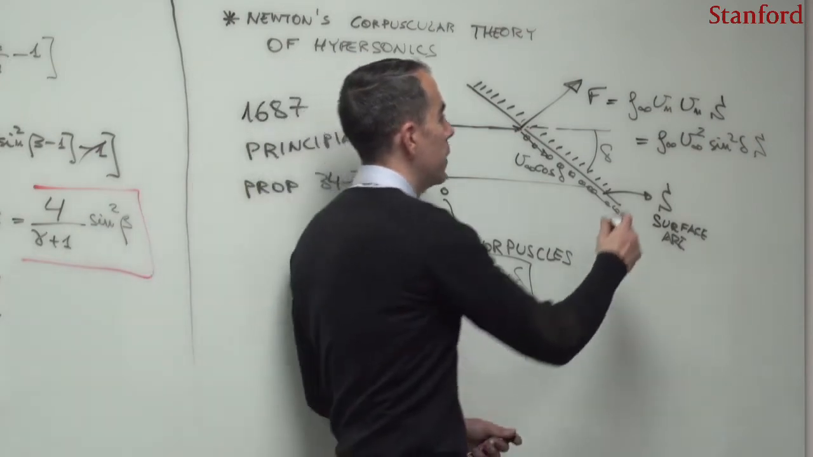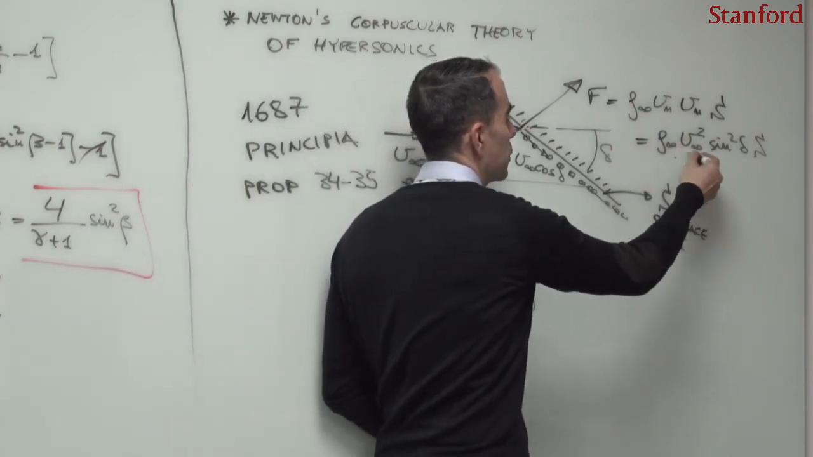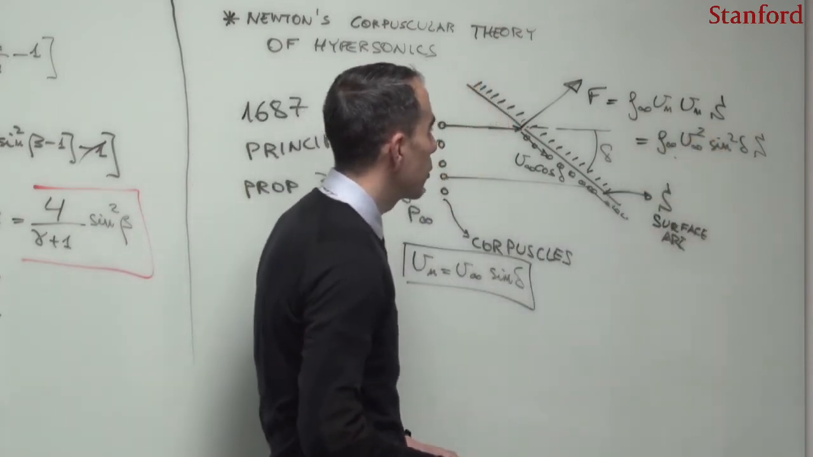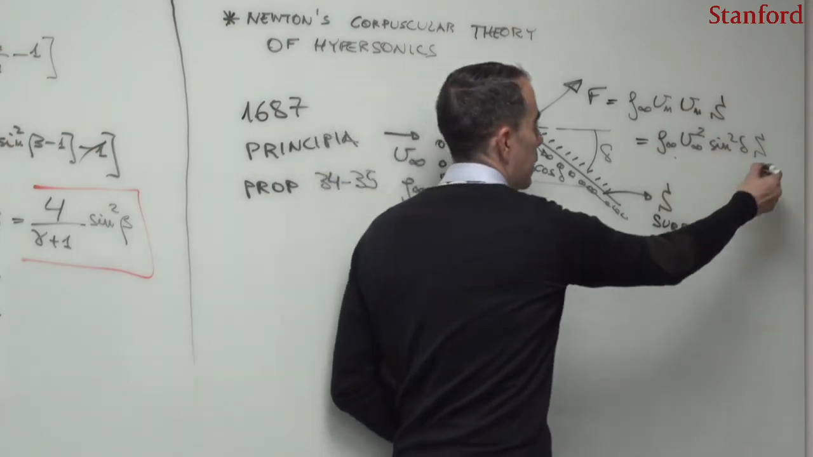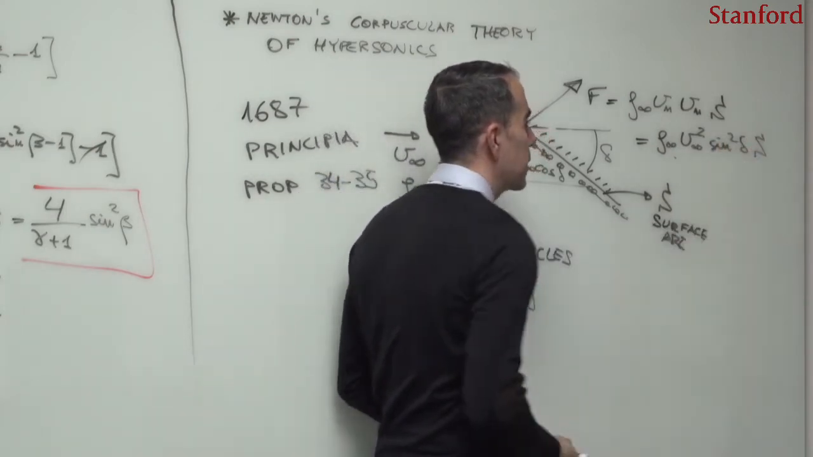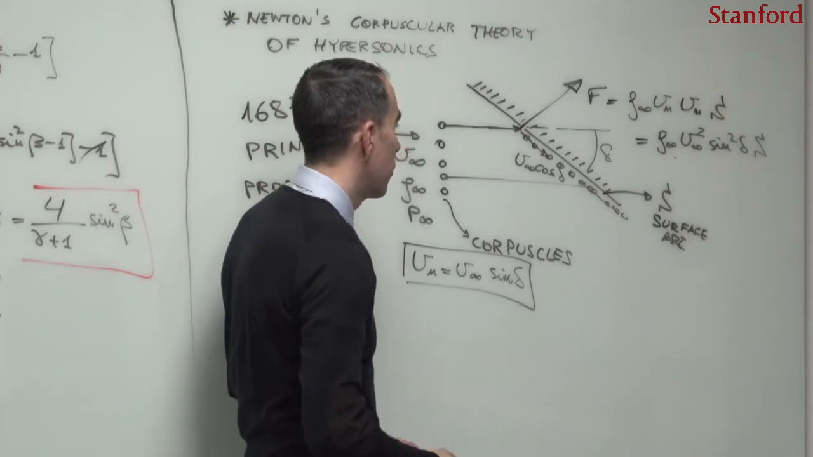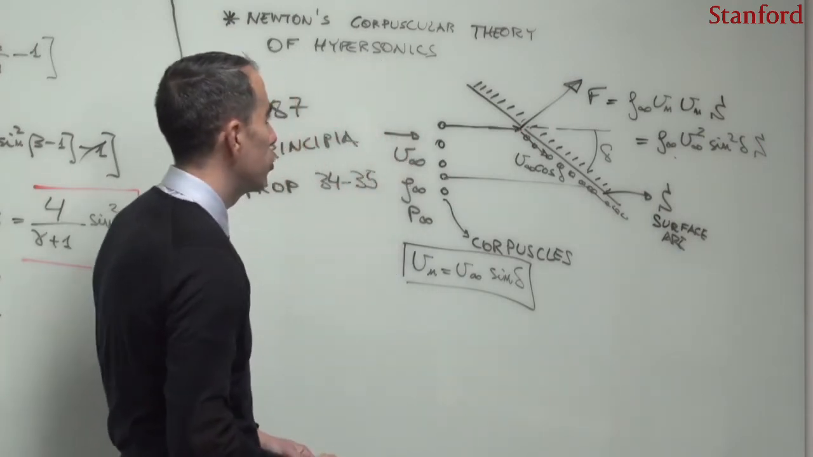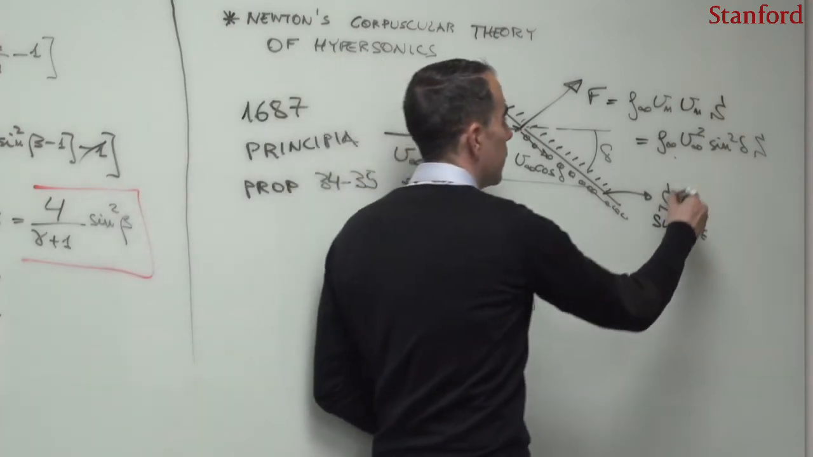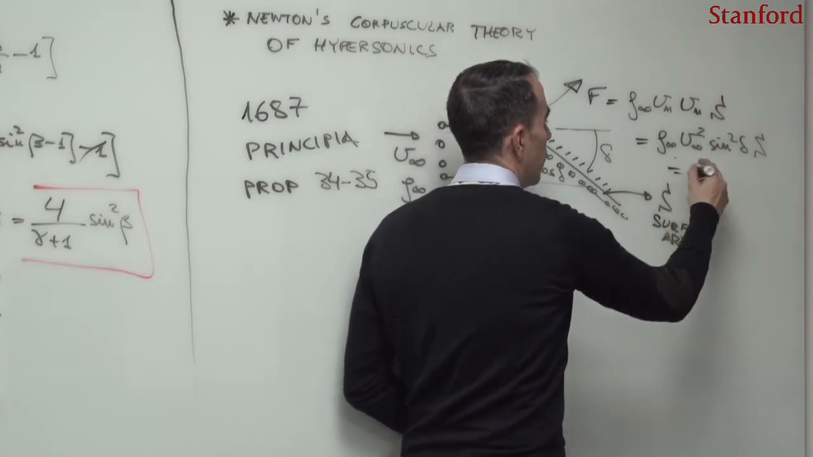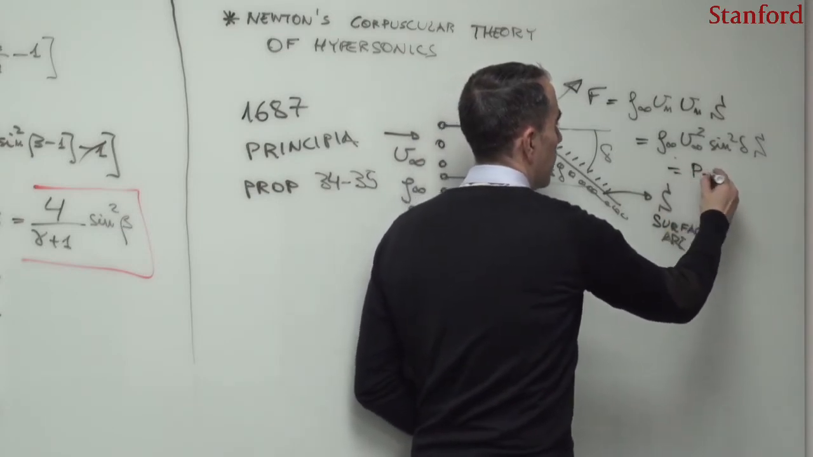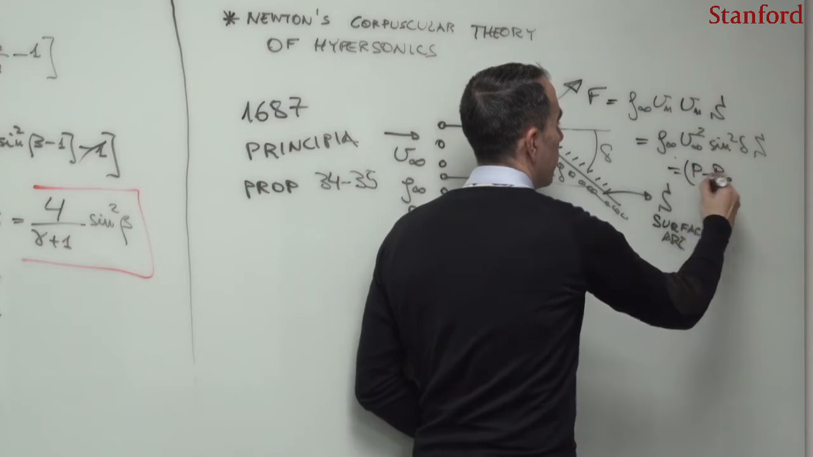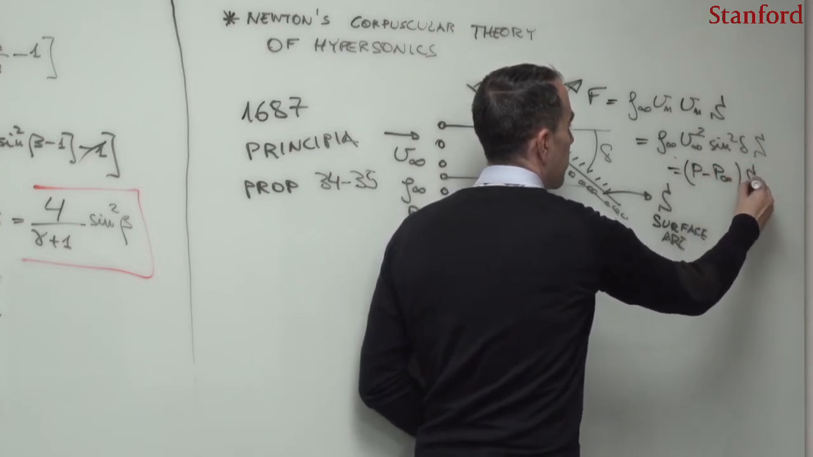Well, so then one has an expression of the force as a function of this quantity rho infinity u infinity squared, as a function of the surface area, and as a function of the sine square of the inclination angle. One can also say that this force here necessarily needs to be equal to the pressure minus the pressure at infinity multiplied by the surface area.